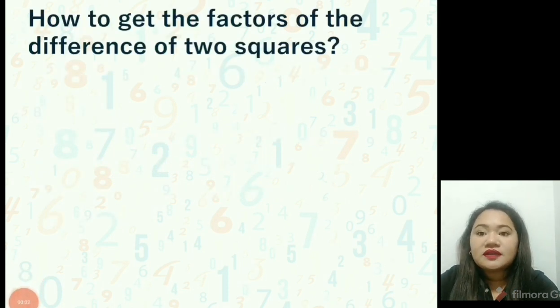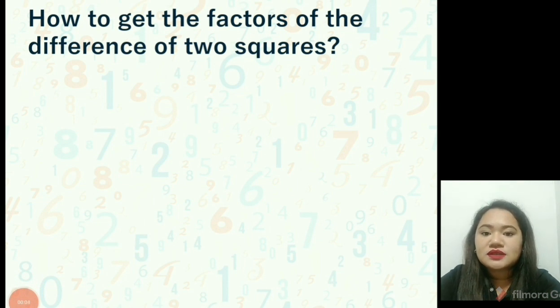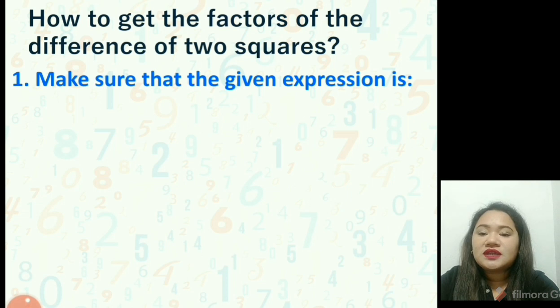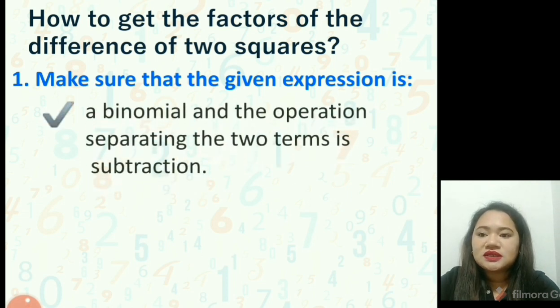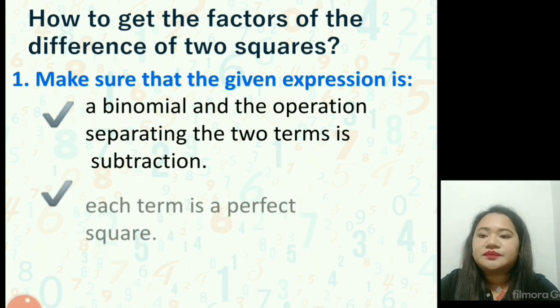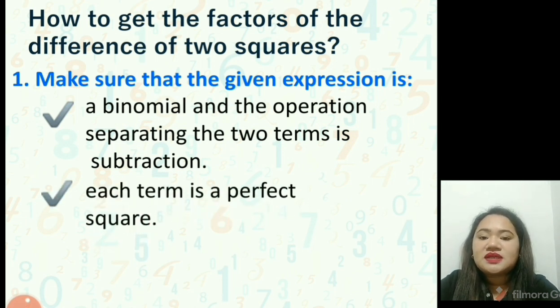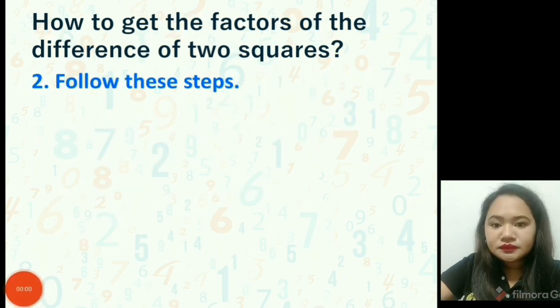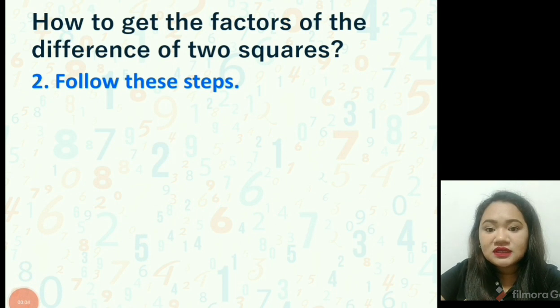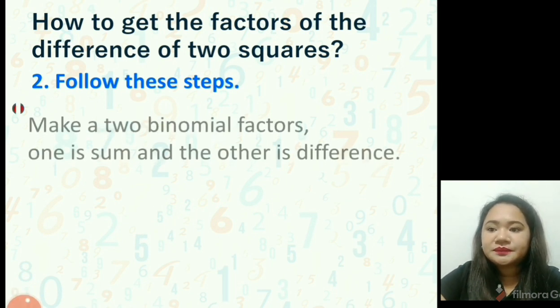How to get the factors of the difference of two squares? Make sure that the given expression is a binomial and the operation separating the two terms is subtraction. Each term is a perfect square. After verifying if the given is a difference of two squares, just follow the steps.